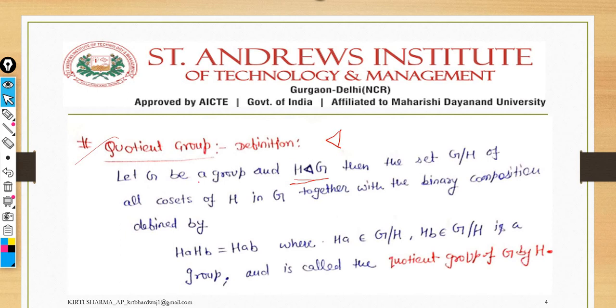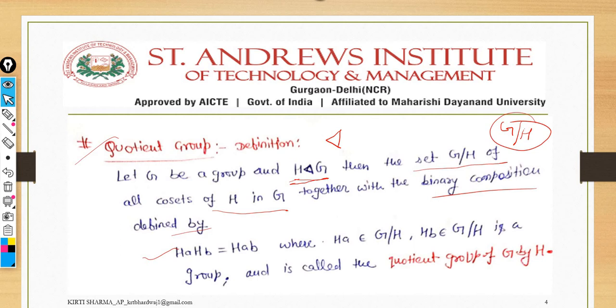So let G be a group and H a normal subgroup of G. Then you can say that the set G divided by H, of all cosets of H in G, together with the binary composition defined by this, forms a group. What does it mean, simply, quotient? If you do not divide anything, how can you find the quotient? It's not possible. So here we are dividing the group G by the normal subgroup, and that will give you the quotient group.